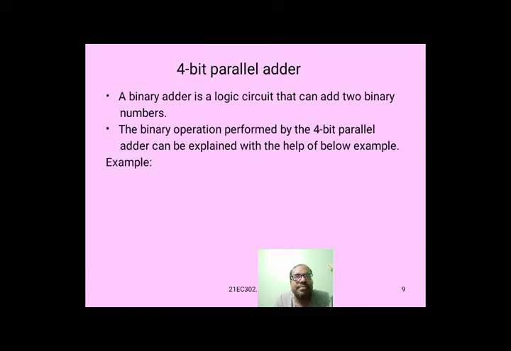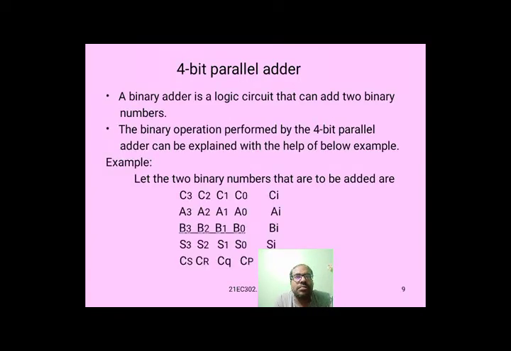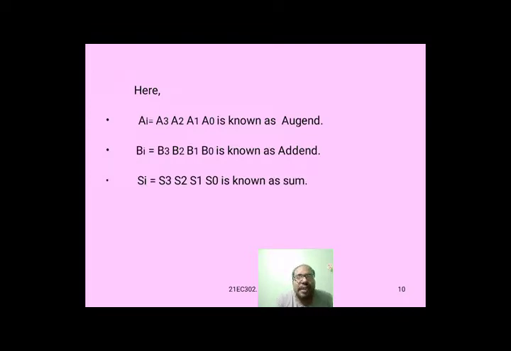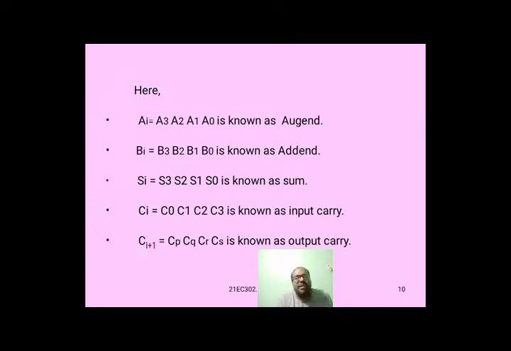Now the 4-bit parallel adder. Here AI equal to A3, A2, A1, A0 is known as augend. BI equal to B3, B2, B1, B0 is known as addend. SI equal to S3, S2, S1, S0 is known as sum. And CI equal to C0, C1, C2, C3 is known as input carry. Ci plus 1 equal to Cp, Cq, Cr, Cs is known as output carry.